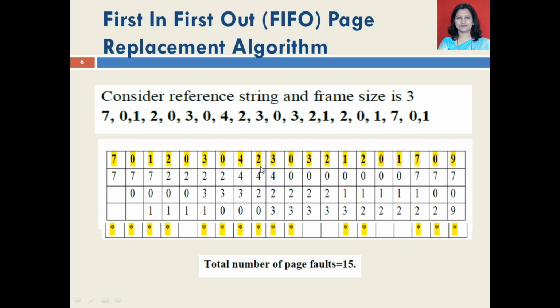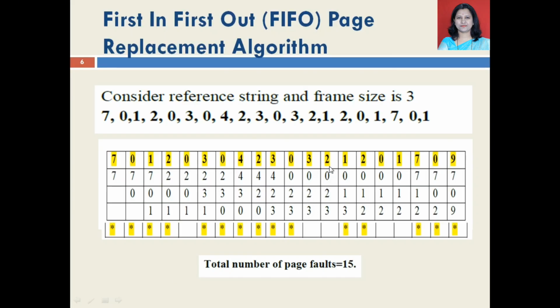To place the 2, 3 will get replaced and 2 will get placed over there. So it will become 4, 2 and 0. To place the 3, 0 will get replaced and 3 will get placed over there. Now to place the 0, again 4 will get replaced and 0 will get placed over there. So it will become 0, 2, 3. We have to place now 3, but 3 is already there. So there will be no page fault. It will be as it is.